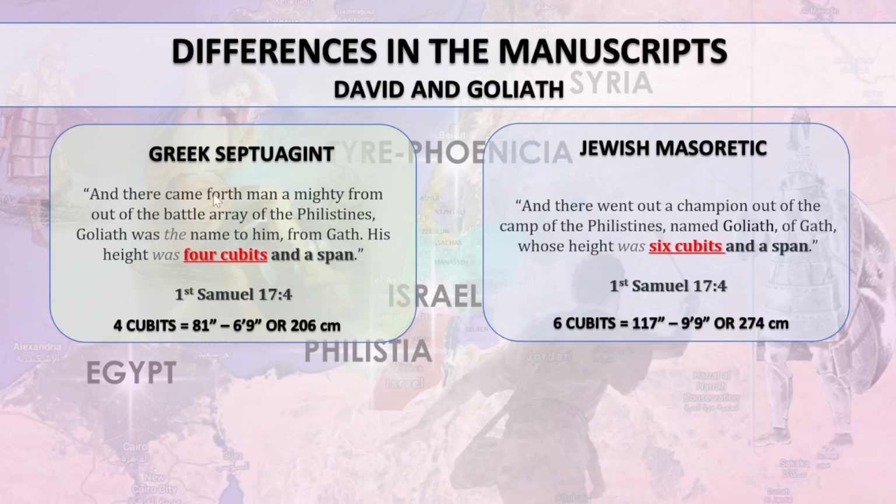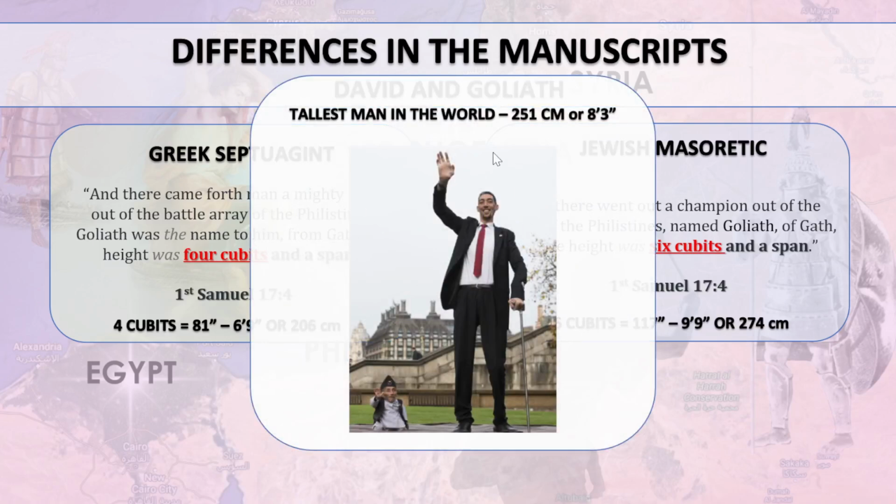The Septuagint is pretty much just saying that Goliath was the size of an NBA superstar, right? Or not even. Some NBA players are a little shorter than this. Actually, let's take a look at the tallest man in the world. The tallest man in the world right now is about 8 foot 3 inches, or maybe 8 foot 4 inches, and it's 251 centimeters.